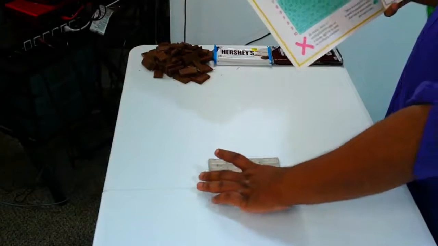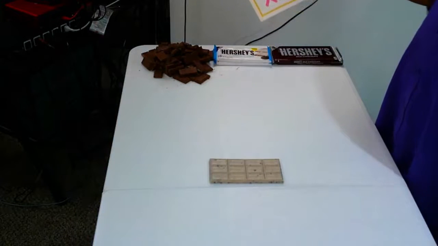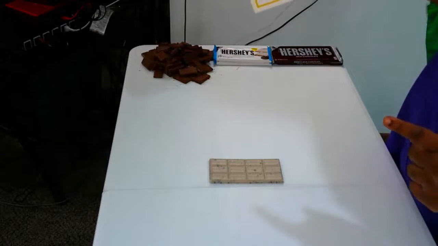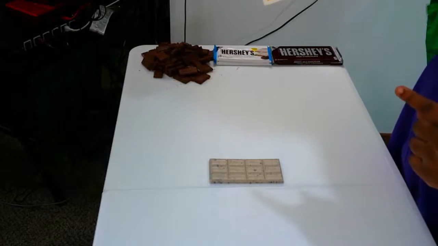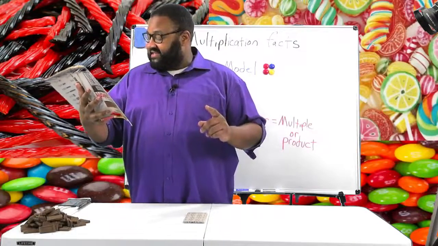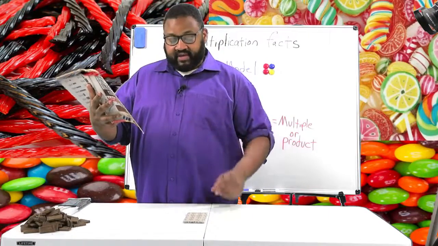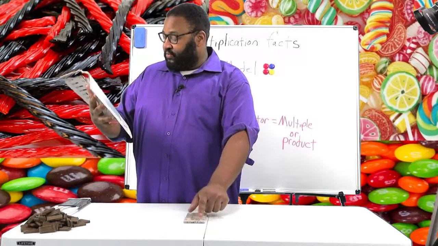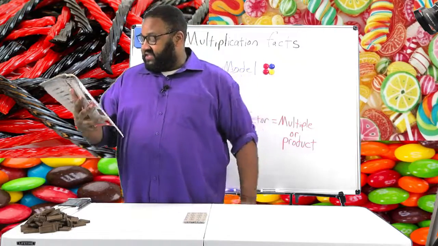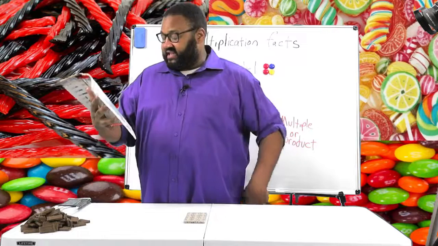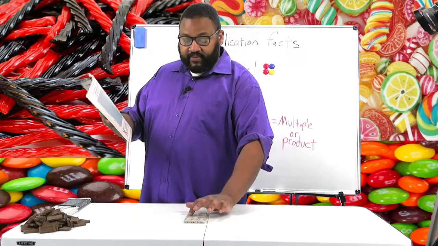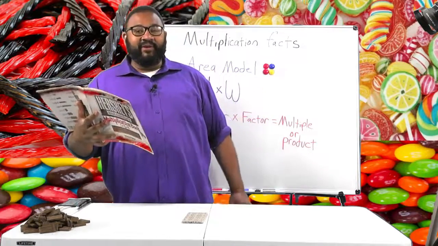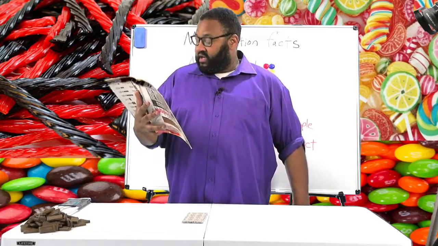Now, going back to my chocolate bar right here, it says the Hershey's milk chocolate bar is perfect to use when learning multiplication. This candy bar has 3 sections in each vertical column. 1, 2, 3. Once again, it has 3 sections in each vertical column and 4 sections in each horizontal column. 1, 2, 3, 4. And of course, 3 times 4 is 12.